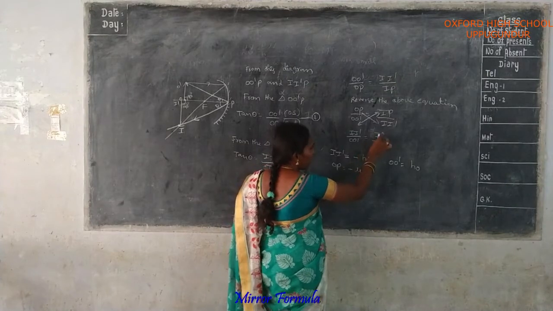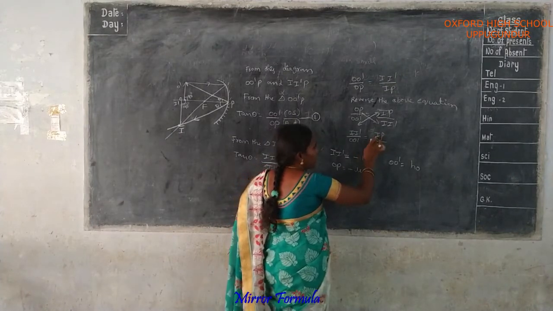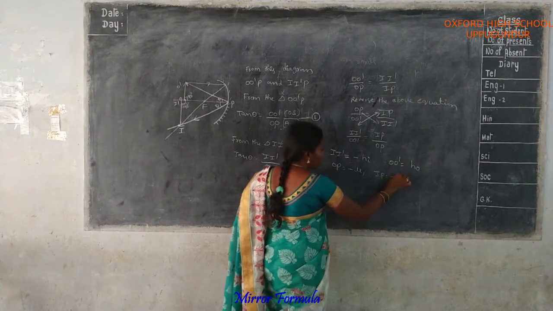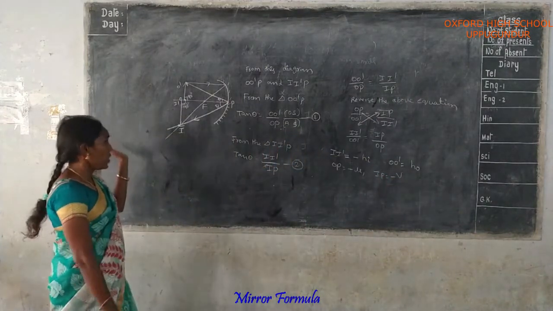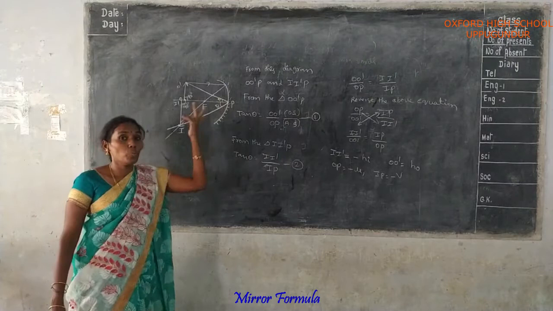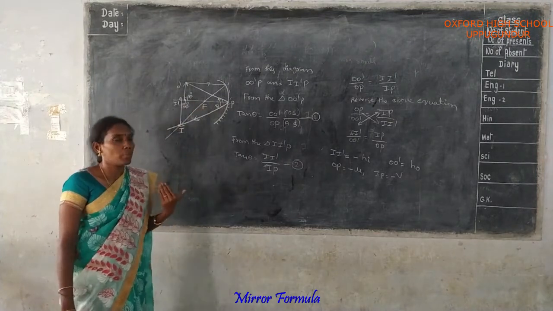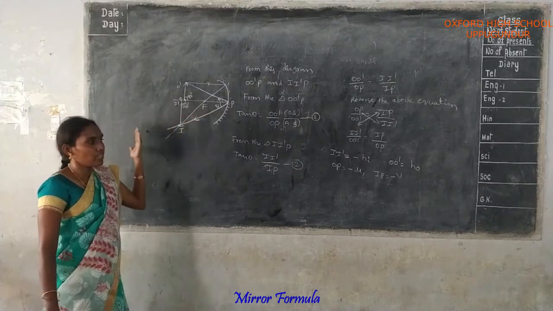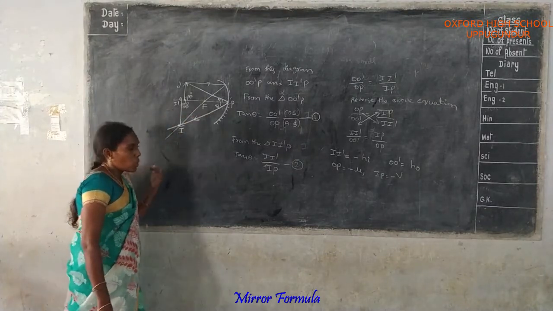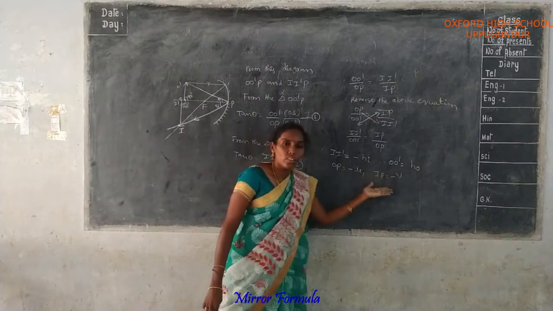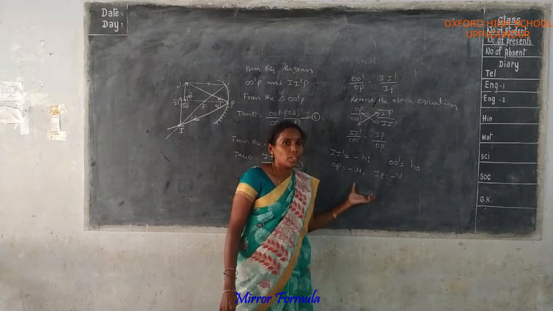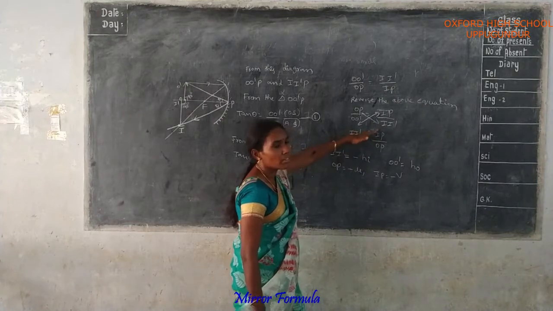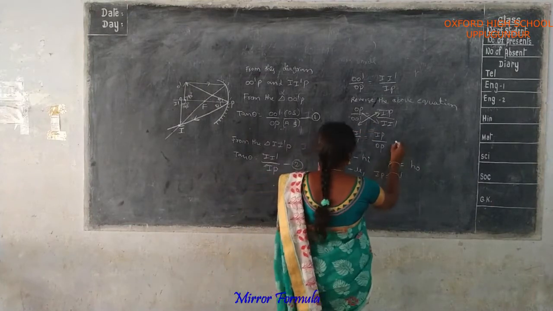And next IP. IP means the distance from pole to image. Image distance should be taken as negative, because all distances should be measured in the opposite direction of the incident ray. That's why object distance and image distance should be taken as negative. These values should be substituted in this equation number 3.